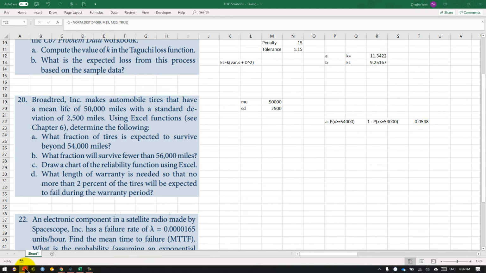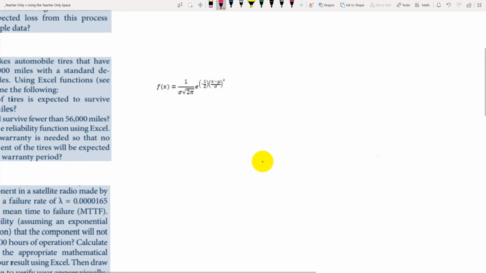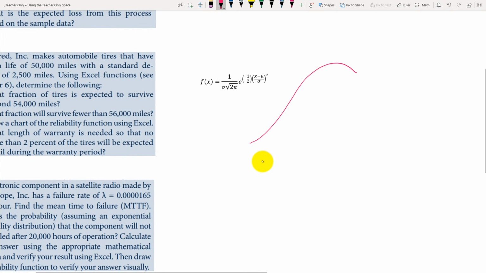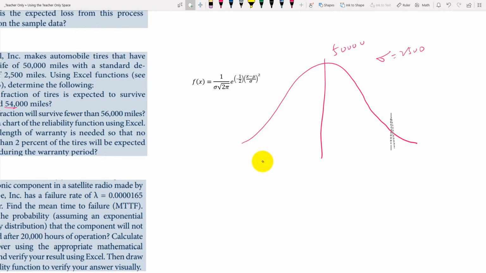If you're confused about what this problem is talking about, I hope this is the last time I need to demonstrate the normal curve. If you're familiar with this, you can just skip the video. So here, center 50,000, sigma is 2,500. The first question is asking, survive beyond 54,000 miles. Because 54 is larger than 50, it is on the right-hand side of the curve. So what is this probability?